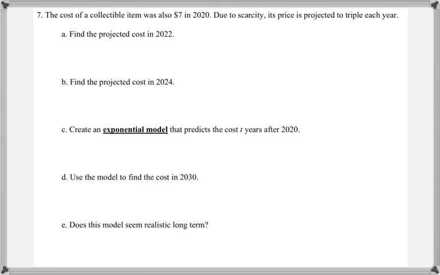So the cost of a collectible item was also $7 in 2020. Due to scarcity, its price is projected to triple each year. So find the projected cost in 2022. You would take 7 times 3 to triple it, and then times 3 again to triple it again. Or another way of writing this is 7 times 3 squared, which will get you $63.